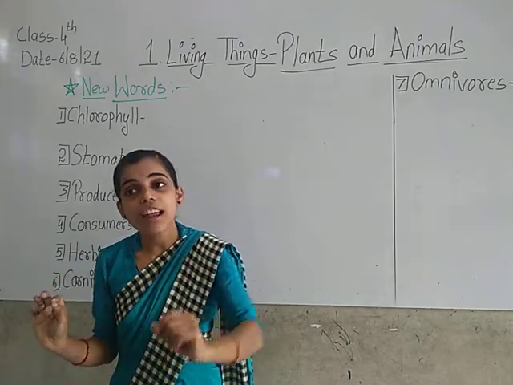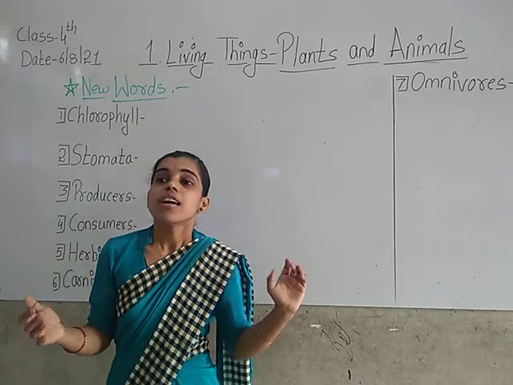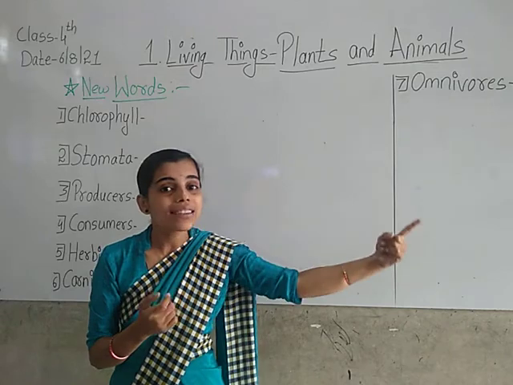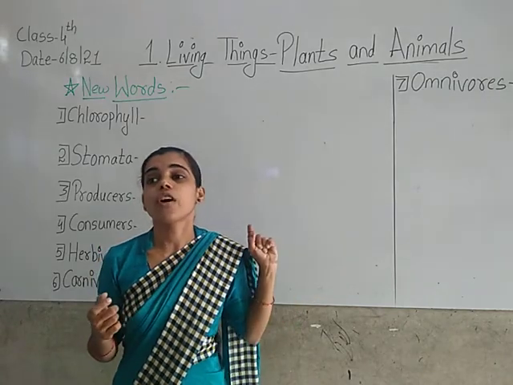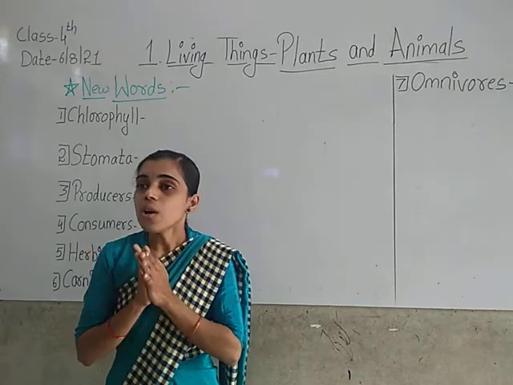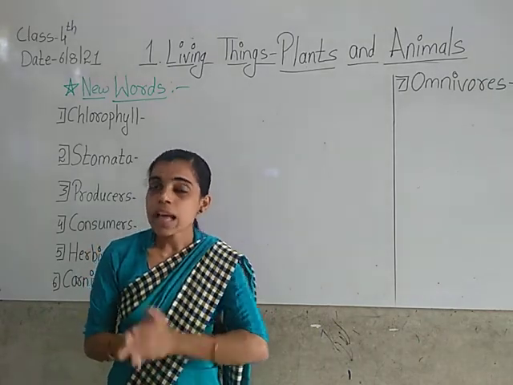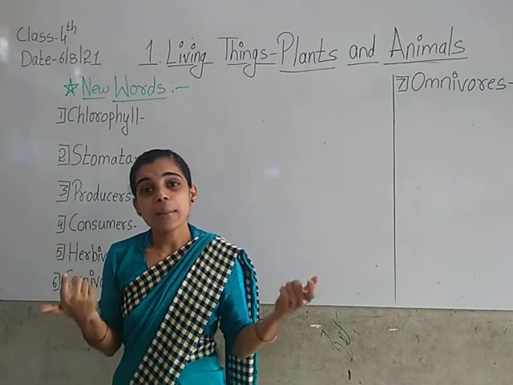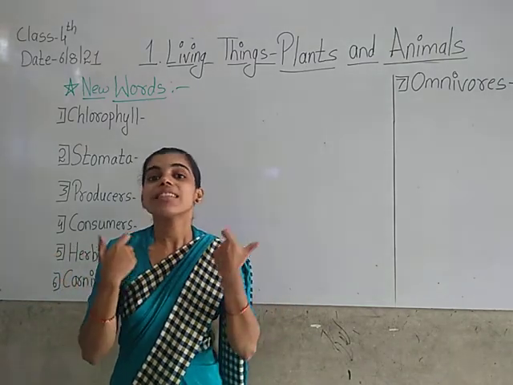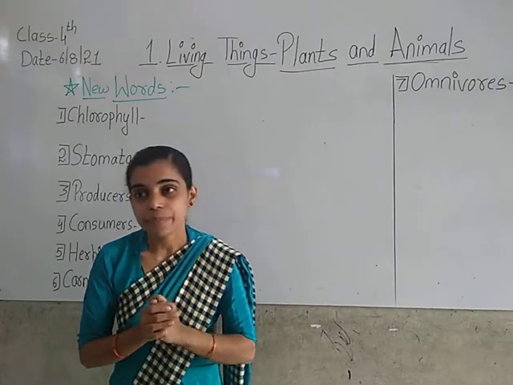In the same way, children, animals also have a period of growth. But in plants, there is no period of growth. It grows continuously daily. So, this is the difference between plants and animals. Plants and animals are both living things in the surrounding.